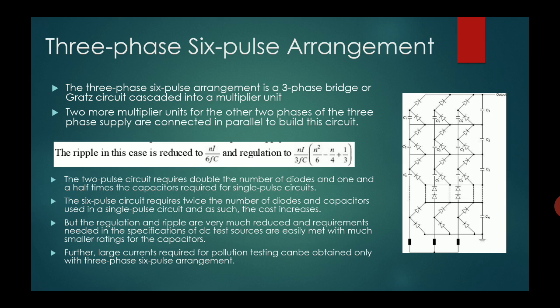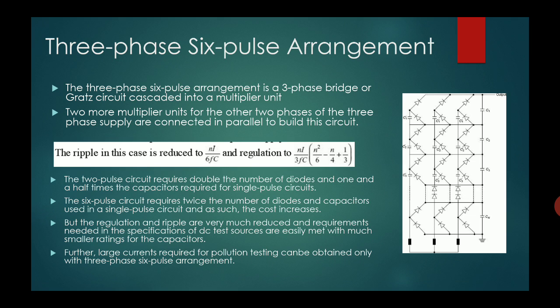Now we talk about the 3-phase 6 pulse arrangement shown in the diagram on the right hand side. The 3-phase 6 pulse arrangement is a 3-phase bridge, or the Graetz circuit, cascaded into a multiplier circuit. 2 more multiplier units for the other 2 phases of the 3-phase supply are connected in parallel to build this circuit. So in parallel you have 2 more similar phases, for the 3 phases.